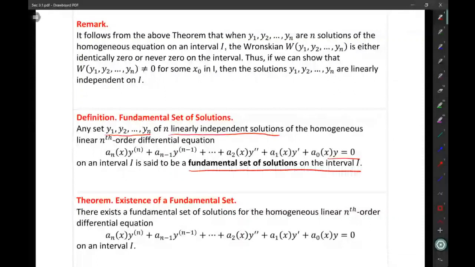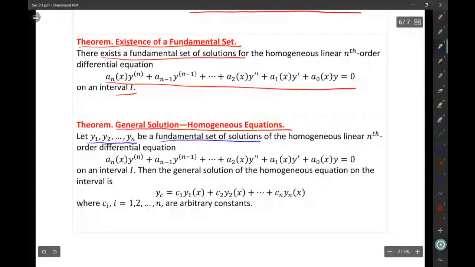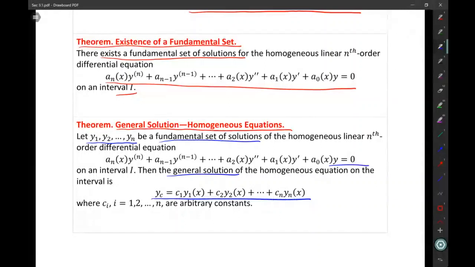Now we will define what the general solution means. If y1, y2, up to yn are a fundamental set of solutions for a homogeneous equation, then we have the general solution, which is called the complementary solution y_c. It is c1 y1 plus c2 y2 plus c3 y3 up to cn yn. Of course, the constants c1, c2 until cn are arbitrary constants. So a general solution is just a linear combination of the solutions.